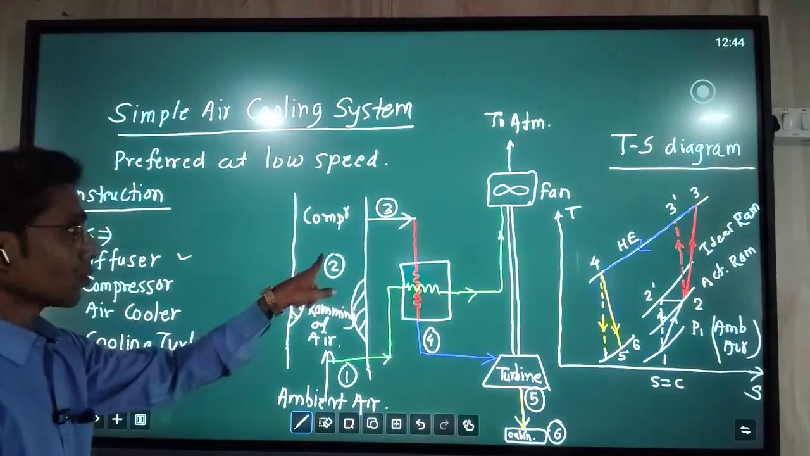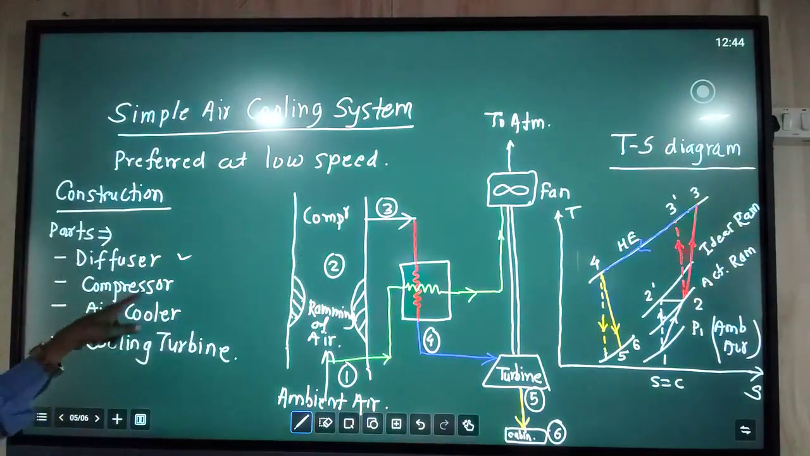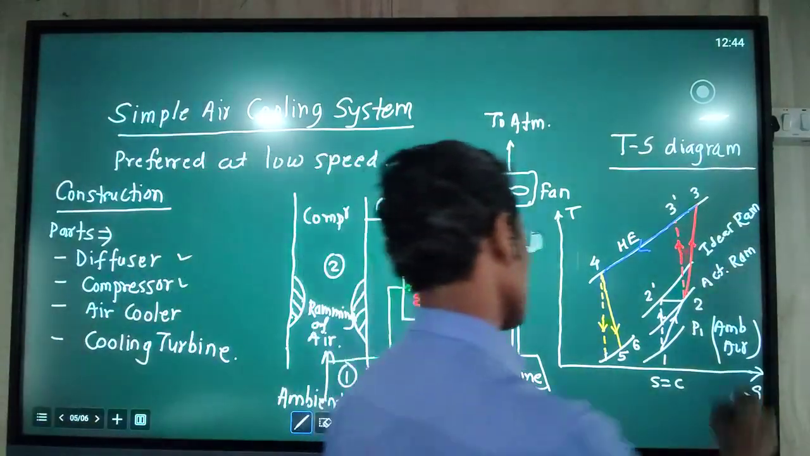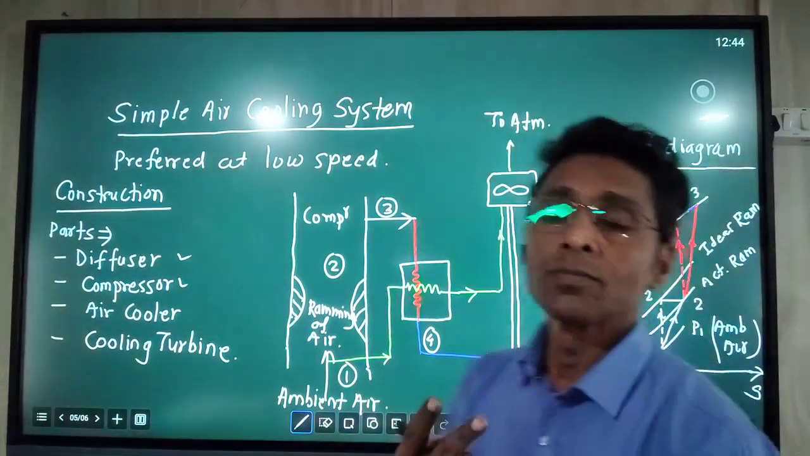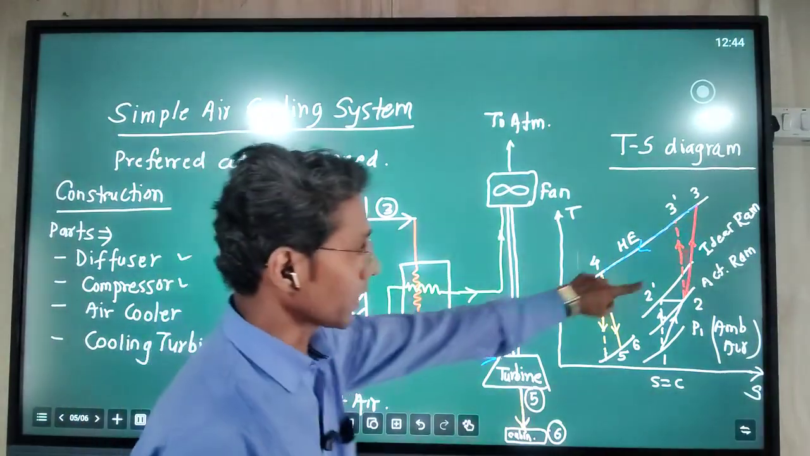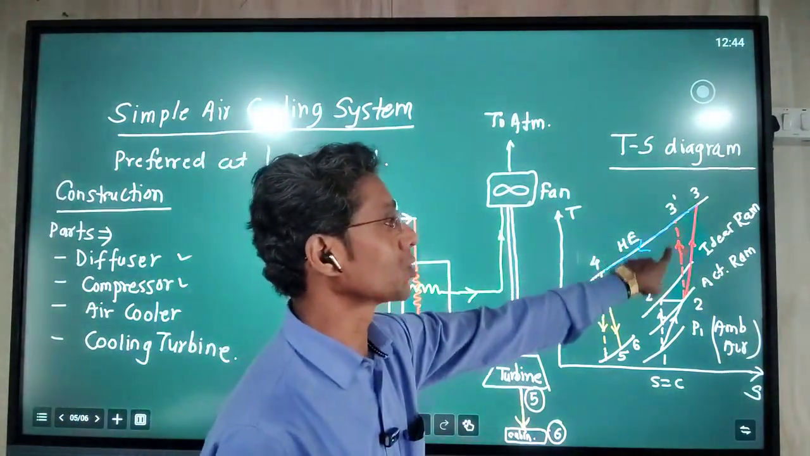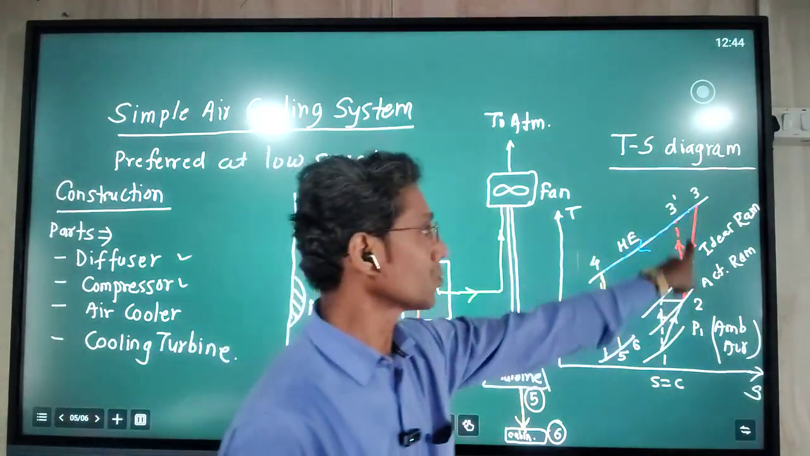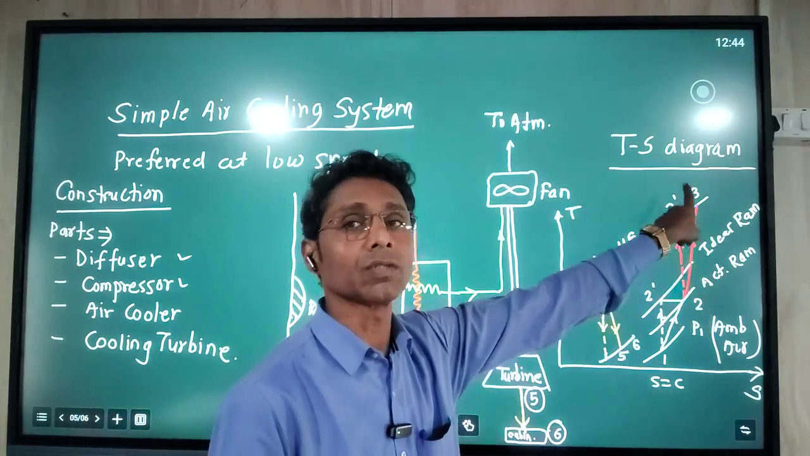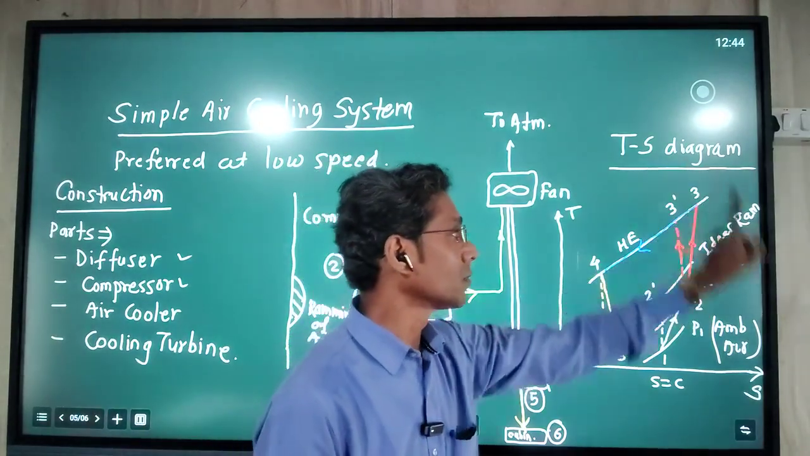Onwards, the 2 to 3 process takes place in the next part, that is the compressor. Here in the compressor, the pressure and temperature of the air simultaneously increase from point 2 to 3. Here also the process takes place in two ways. The dotted red line shows the ideal process, isentropic compression, and the continuous line from 2 to 3 shows the actual process.